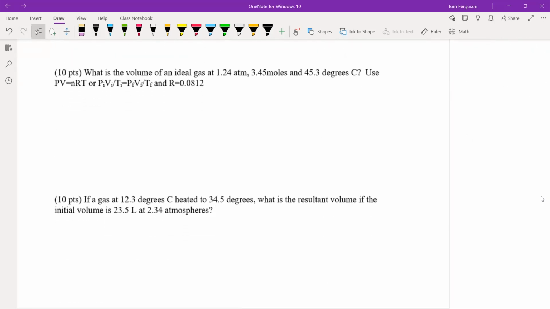All right, a couple gas problems. We have the equations PV is equal to nRT, and then PV over T is equal to PV over T, initial and final conditions. Those are the two equations, and I'll be giving you those. I'll be giving you the R constant. We're working with atmospheres.